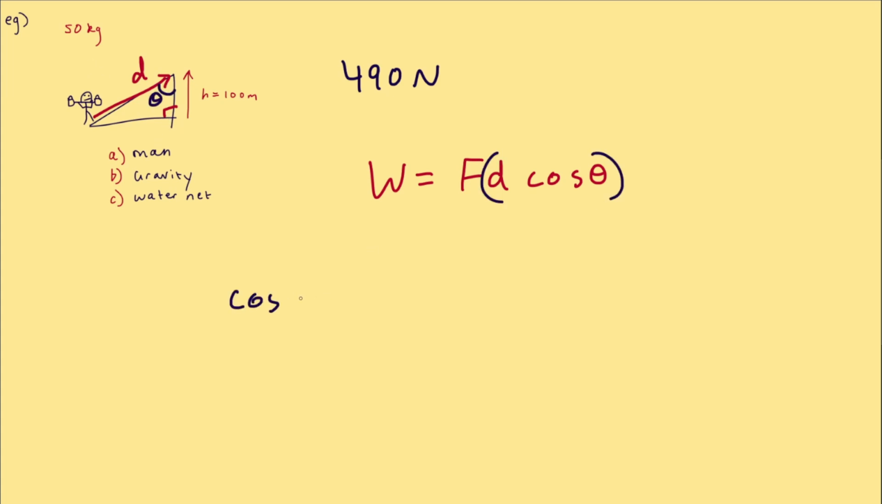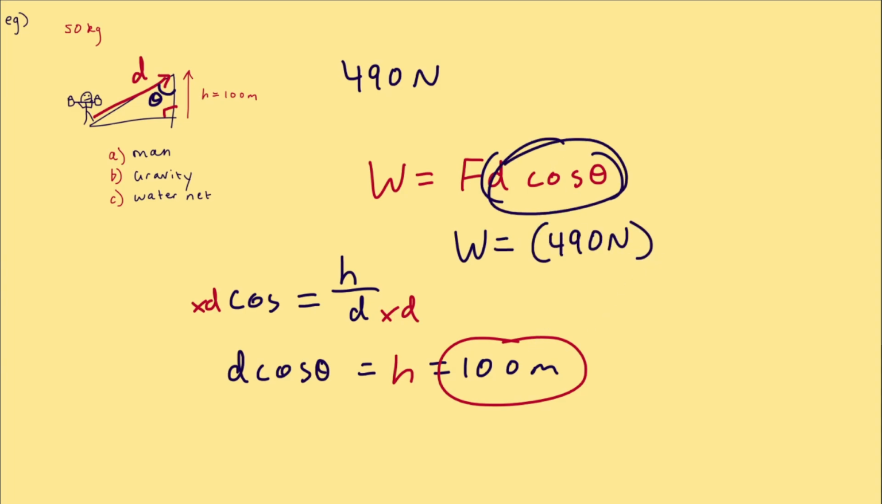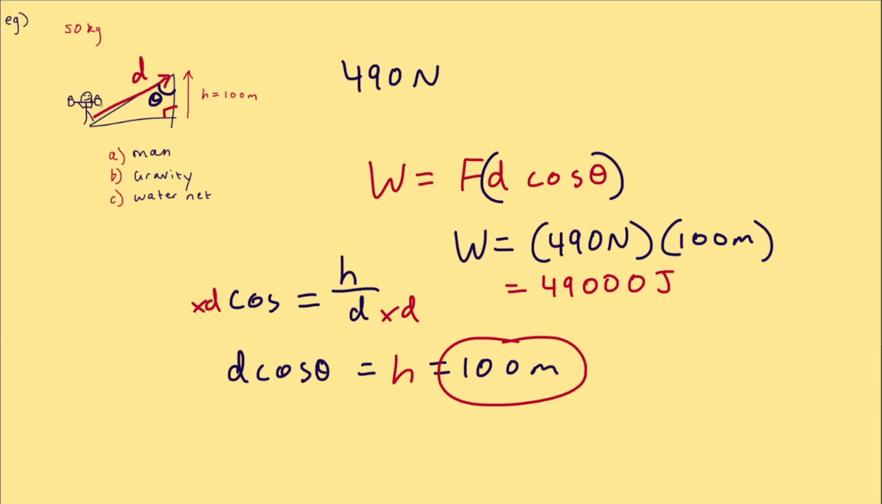And if you look at cosine, the definition of cosine is adjacent over hypotenuse, which is height over displacement. If you multiply both sides by D, then you get D cosine equals height, which is 100 meters. That means we can plug in height for D cosine, which will give us work equals force, so 490 newtons, multiplied by height, so 100 meters. This gives you 49,000 joules of work being done by the Kung Fu master.